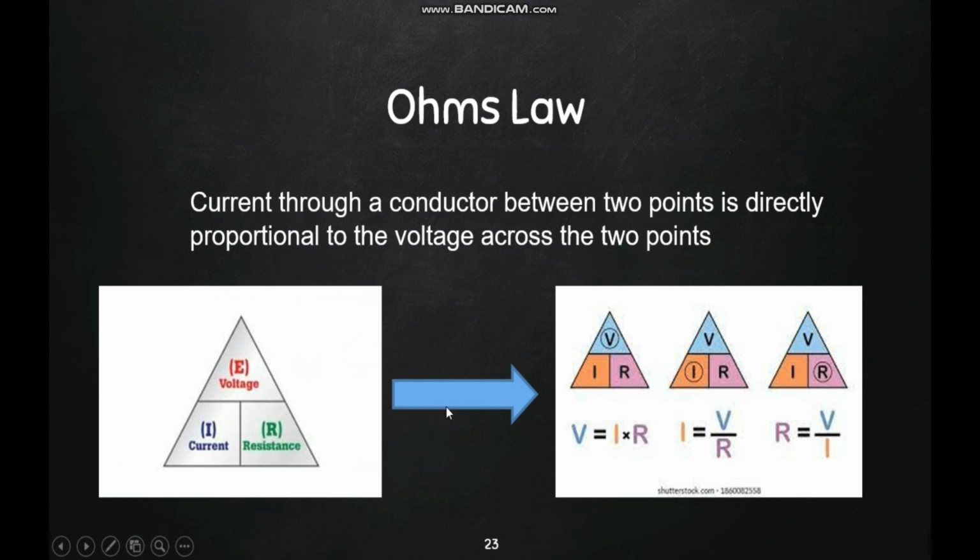So to find voltage, we multiply current times resistance. As you can see, current and resistance are here. Ignore this E, students. This E is supposed to be V right here. So that's how we can find the current, resistance and voltage. If you know this triangle, then remembering these formulas won't be hard for you.